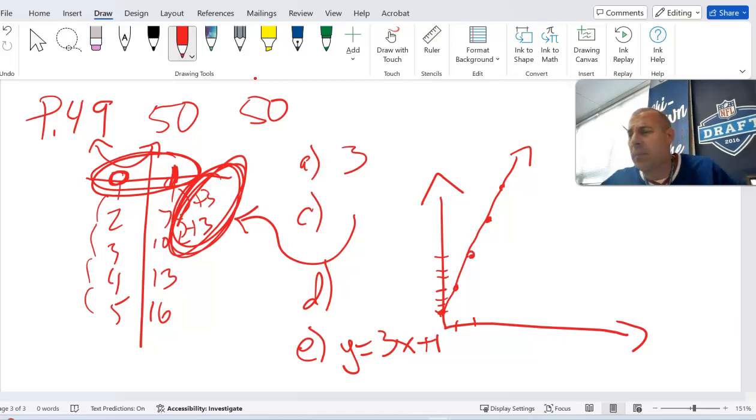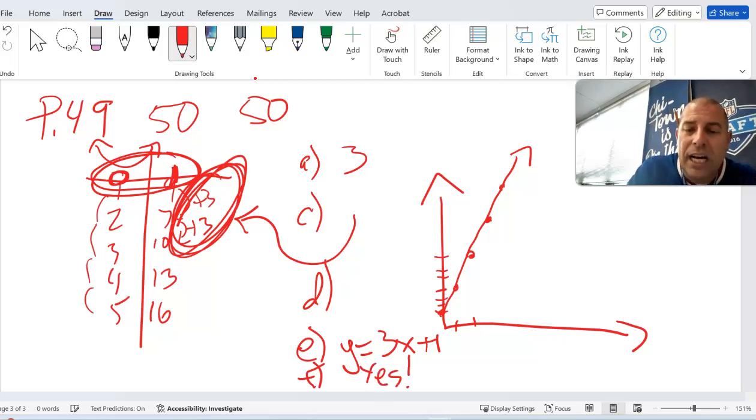So let's see here. What else do they want to know? Is this pattern linear? Oh, linear. Now, they're not asking proportional. They're asking linear. Linear means, does it make a line? Is it a straight path? Yes, it is. So yes, it certainly does make a line. It is a straight path.